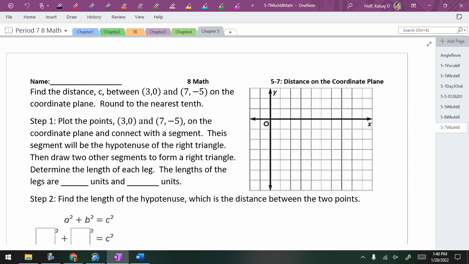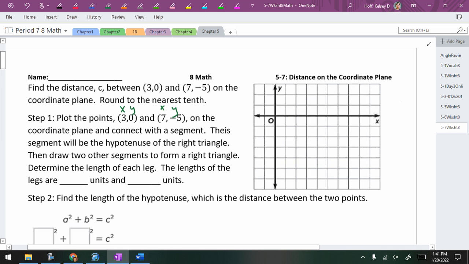situation that may arise. So it says find the distance, what they call C, between 3, 0 and 7, negative 5 on the coordinate plane, round to the nearest tenth. So to find the distance between the 2 points, step number 1, plot the points 3, 0 and 7, negative 5 on the coordinate plane and connect them with a segment. Now remember, your ordered pairs are x, y.